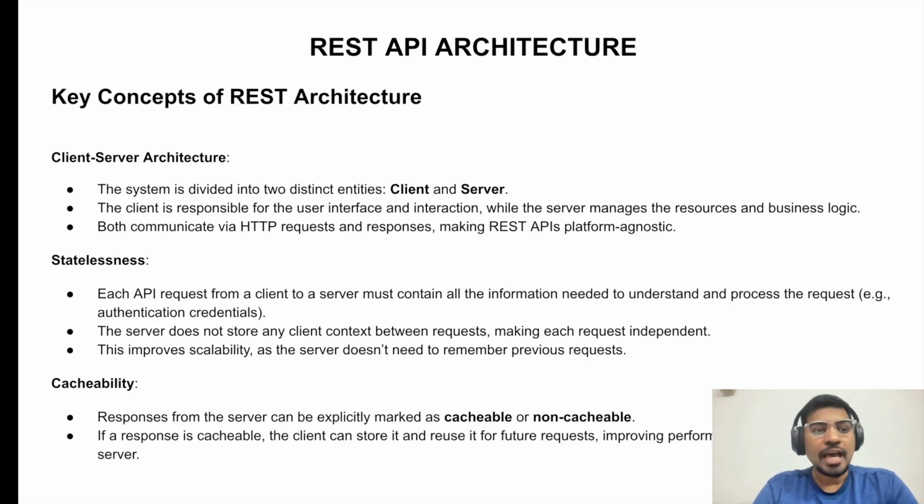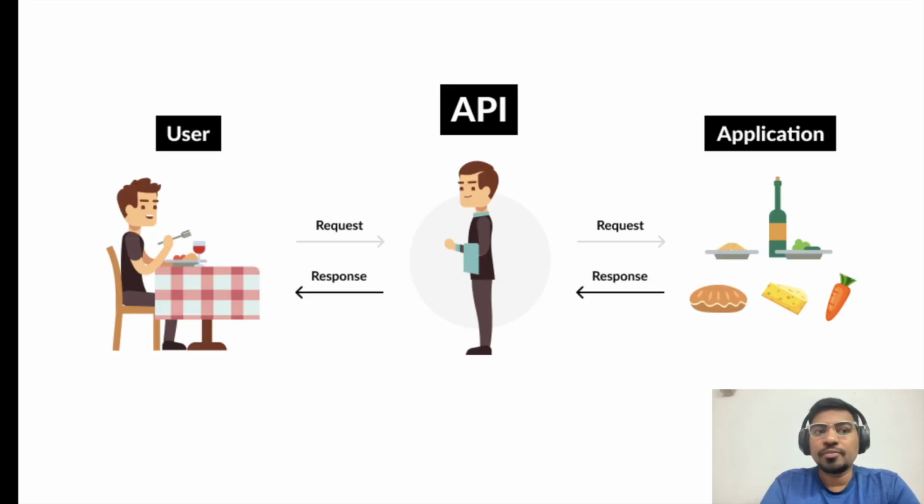So first, we have a client-server architecture. The system is divided into two distinct entities, that is a client and a server. In the previous video, we already talked about what an API is and how it works. Basically, an API works between the user and the application, where the user means your client, and the application is your server. So the API works between the client and the server.